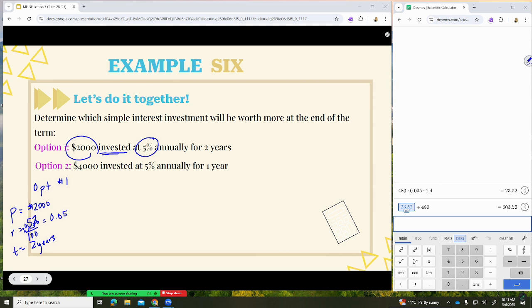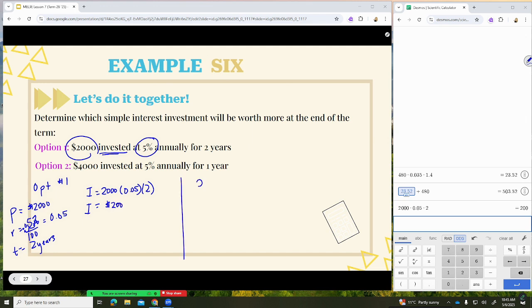So we can plug it into I equals, instead of P, we're going to say 2,000. Instead of R, we're going to say 0.05, and instead of T, we're going to say 2. So what is $2,000 times 0.05 times 2 years? We would have interest of $200.